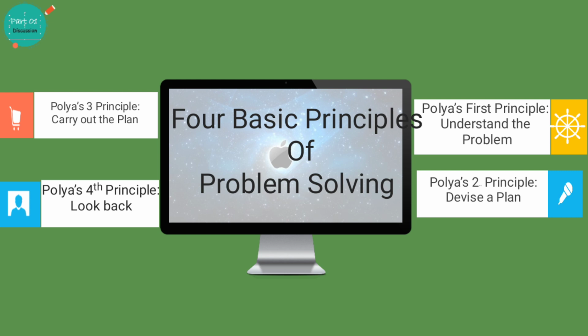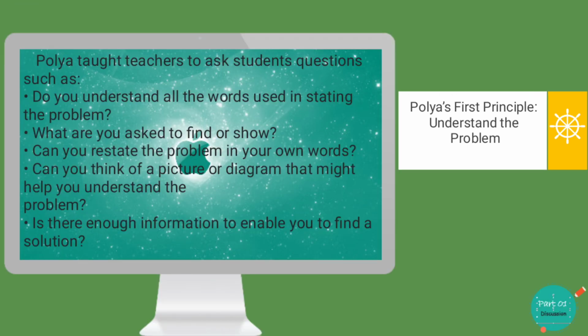Now let's talk about the first principle of Polya's problem-solving framework. First is to understand the problem. This part of Polya's 4-step strategy is often overlooked. You must have a clear understanding of the problem. So to help you focus on understanding the problem, consider the following questions. These are some questions that you may ask yourself before you solve the problem.